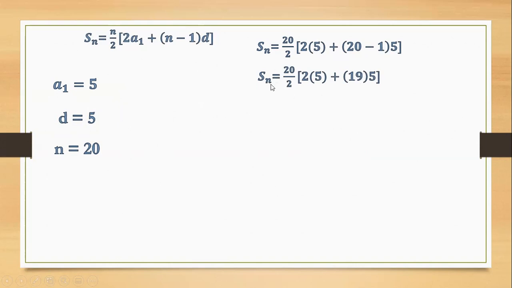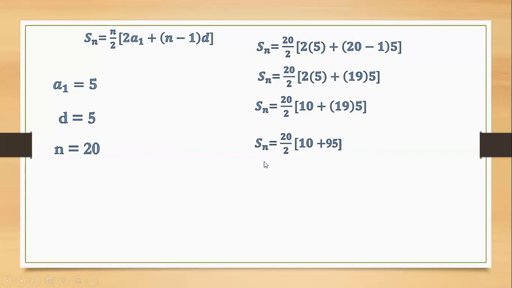Just copy S of n equals 20 over 2 times the quantity of 2 times 5 plus, then we subtract 20 minus 1 equals 19. Copy 5. Next, multiply 2 times 5 equals 10. Copy again, S of n equals 20 over 2 times 2 times 5, 10, plus copy 19 times 5. Next, multiply 19 times 5. Copy again, S of n equals 20 over 2 times 10 plus 95. So, 19 times 5 equals 95. Next, 10 plus 95 equals 105.